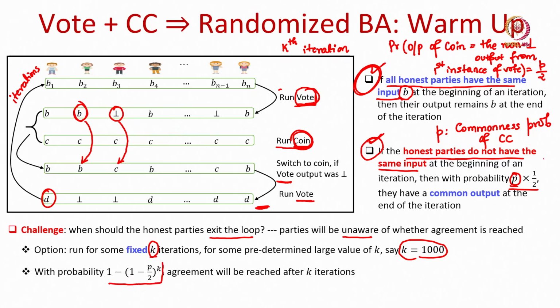This is because if anyhow parties have reached an iteration where they have the same input to begin with, agreement is reached. And what is the probability that in none of the k iterations the parties have the common output at the end of the iteration? It is 1 minus p over 2, and since we are doing it for k iterations, it is (1 minus p over 2) whole raised to power k. So, that means the probability that at least in one of the k iterations the agreement is achieved is this much.